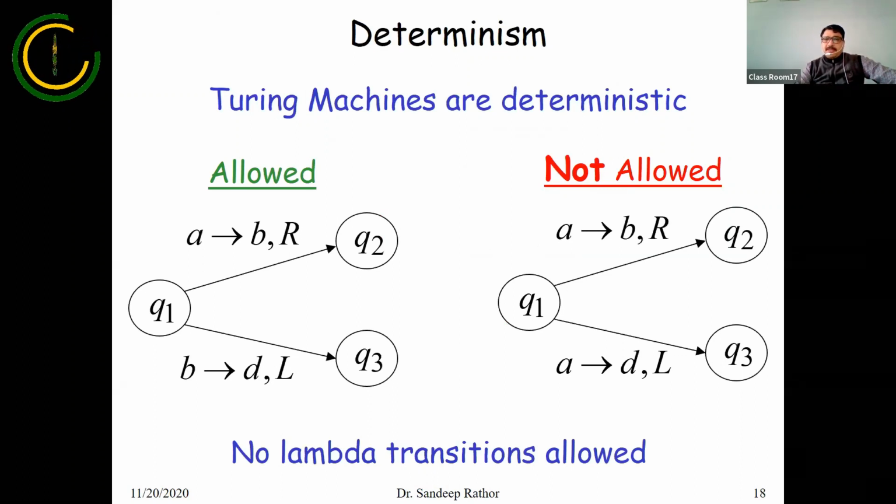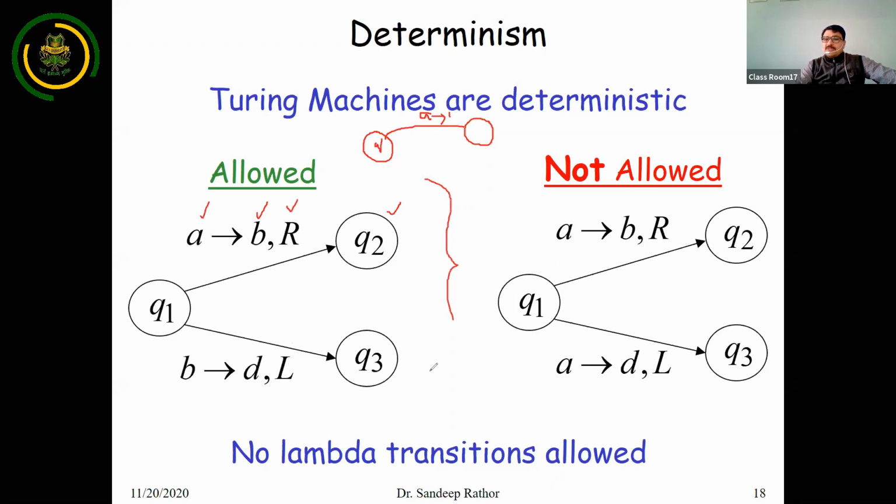If you are in a particular state and getting an input, then you are moving to a single state. Suppose A is an input in any state. You read A, write B, and after that move to Q2. Now, if the input symbol is B on state Q1, you just write D in place of B, the direction is left, and you reach state Q3. So there is no confusion. That means this is the simple condition of deterministic. Clear?